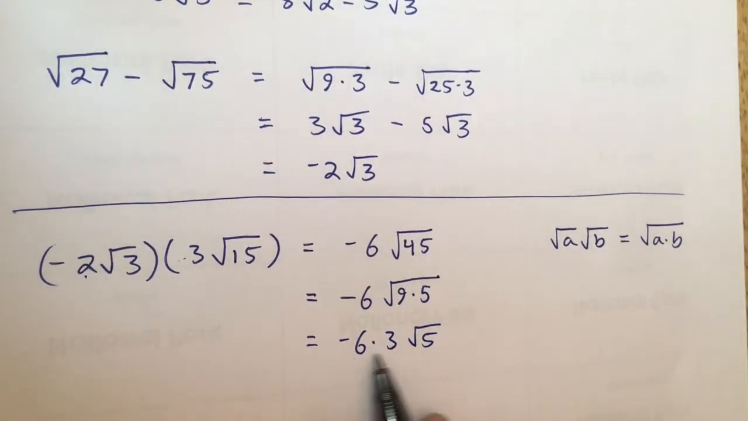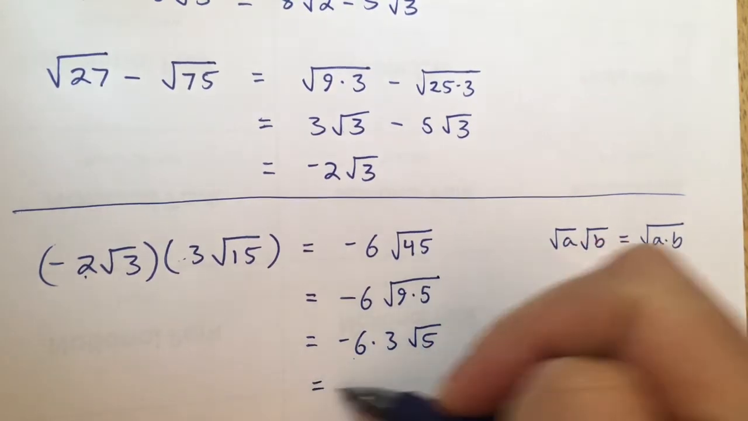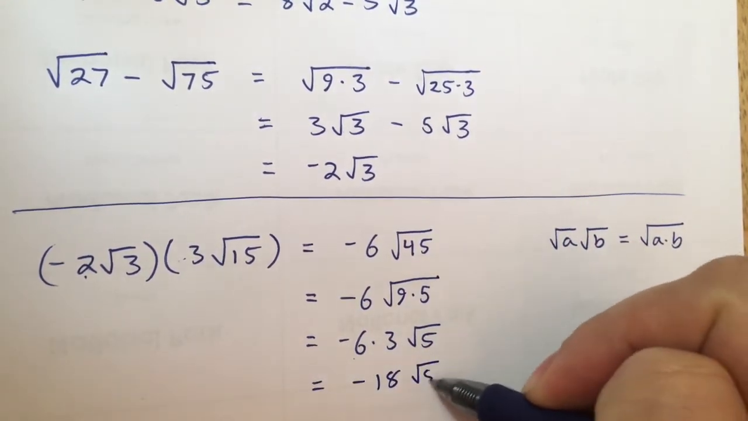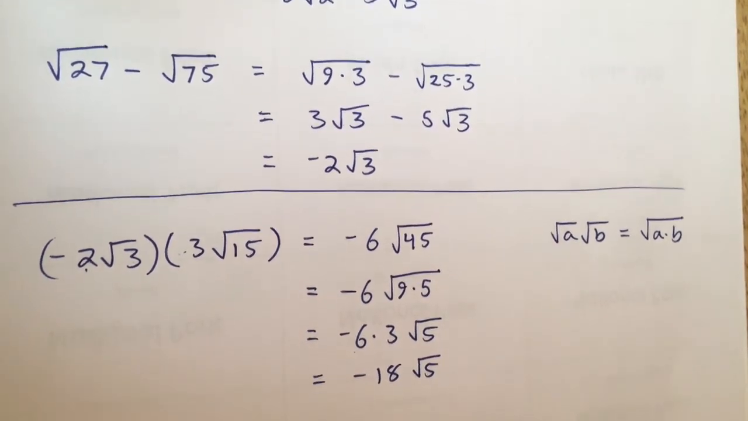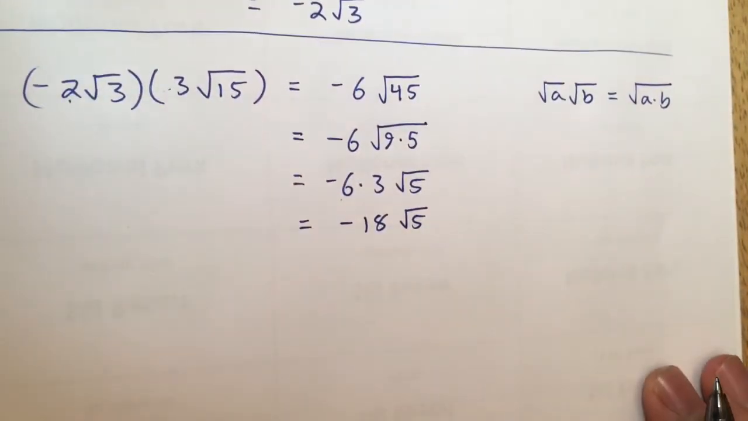And now I can multiply these together. Negative 6 times 3 is negative 18. So the answer is negative 18 root 5. So that's how we deal with multiplying radicals like this.